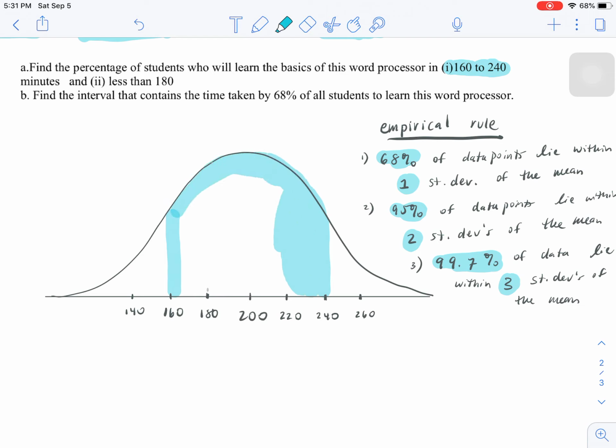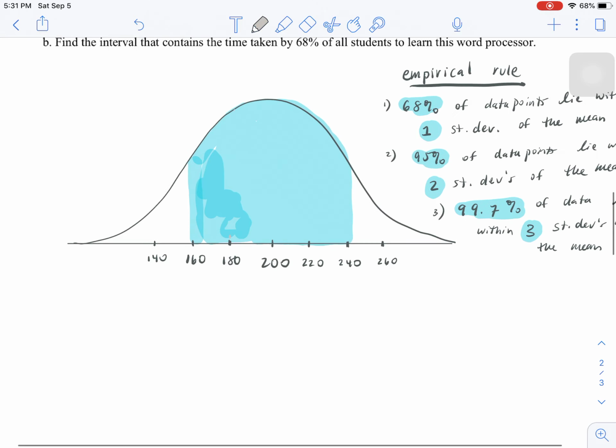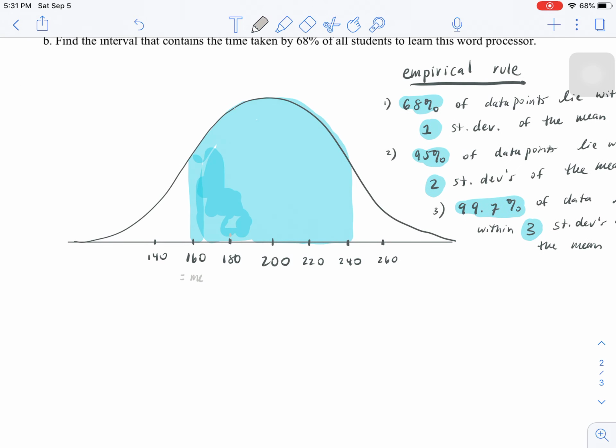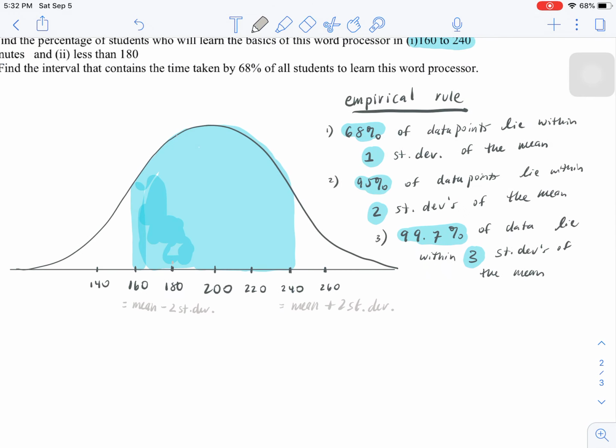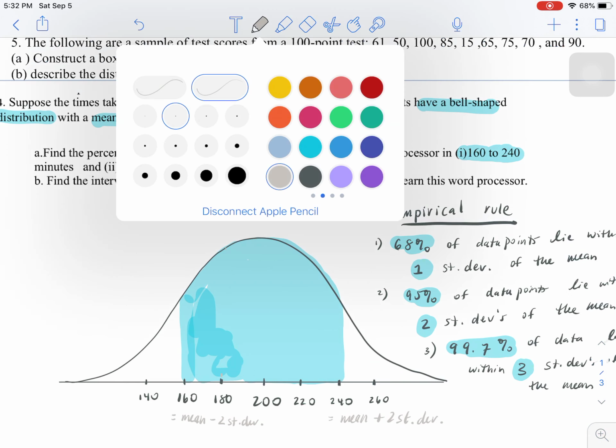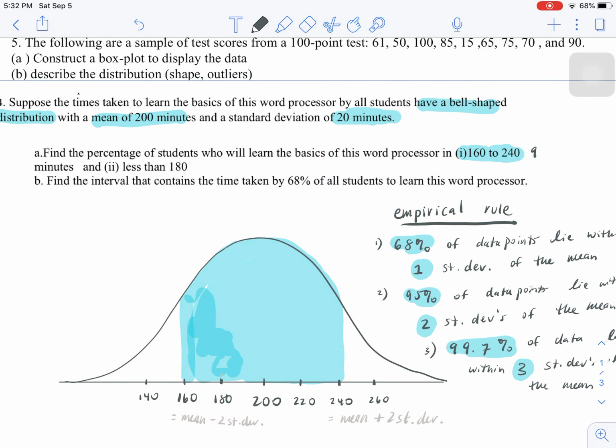This interval, 160, I've shaded that in. So 160 is equal to the mean minus 2 standard deviations. And then 240 is the mean plus 2 standard deviations. And the empirical rule tells me that 95% of my data is within this interval. So for part 1, this is 95%.